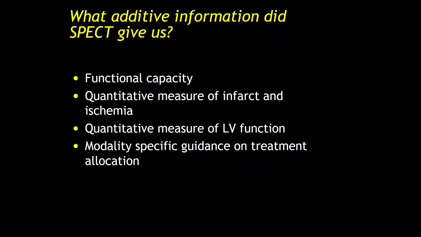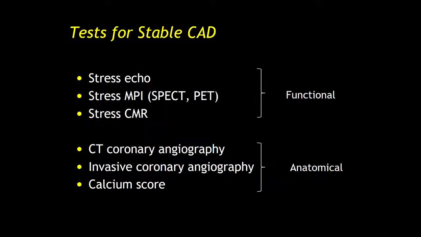So what additive information did the SPECT give us? It gave us functional capacity. It gave us a quantitative measure of infarct and ischemia. It gave us a quantitative measure of LV function, and it gave us some guidance. It gave us a modality-specific guidance on treatment allocation. Somewhere along the 10 to 15% mark, more ischemia than that is likely to result in improved outcomes after coronary revascularization.